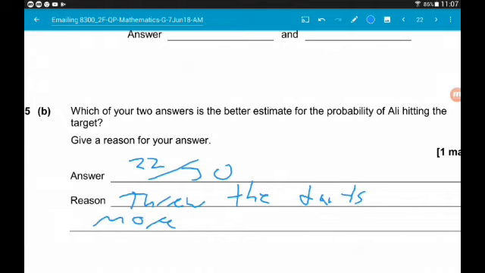So the more times you do something, the more accurate your results are. So if he threw the darts 100 times, we'd get even better results and a better estimation for the probability.